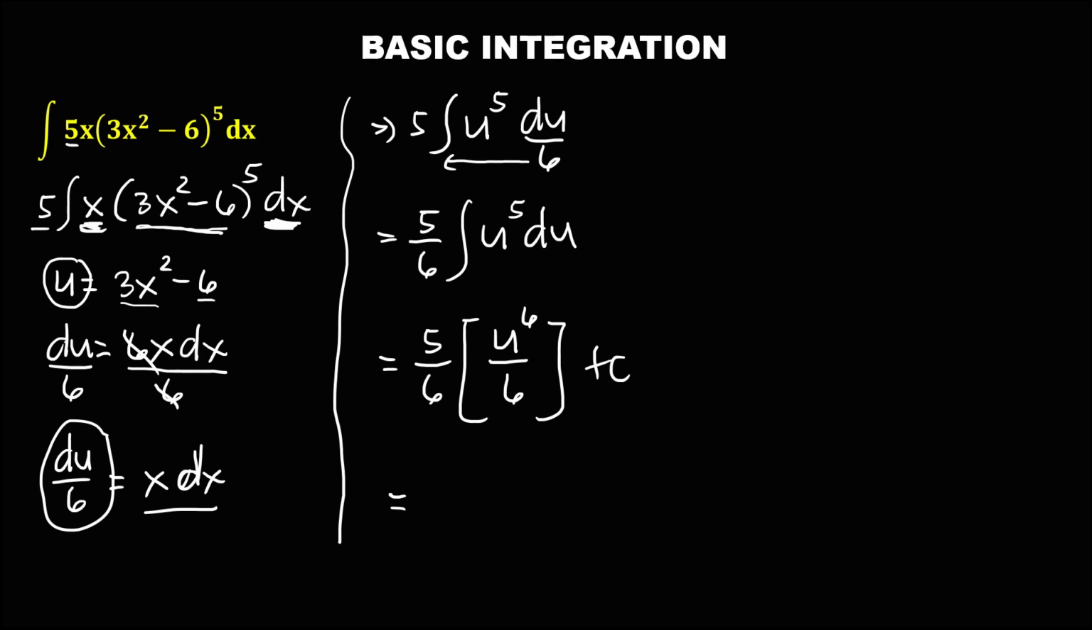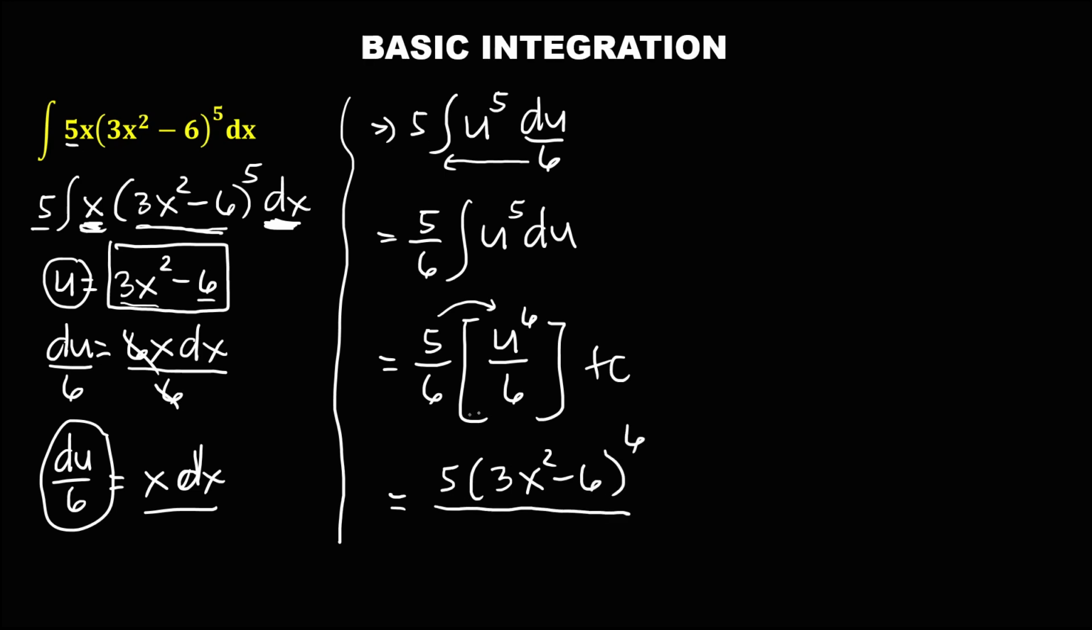Then replace now the value of u, and u is equal to 3x squared minus 6. So multiply, this is 5 times u is 3x squared minus 6 to the power 6, then all over 6 times 6, this is 36, then plus c.